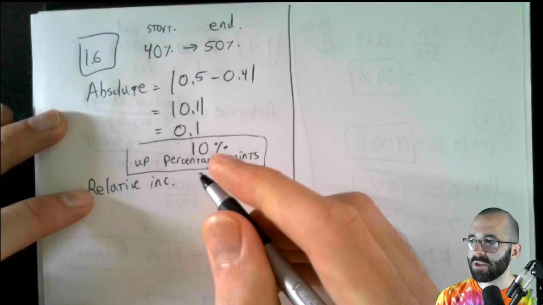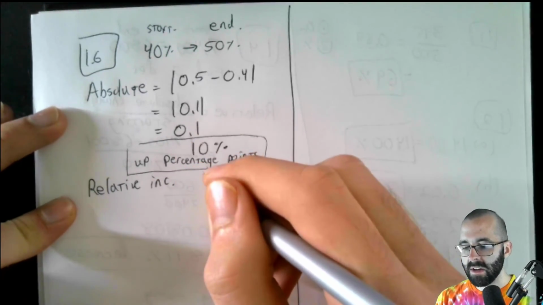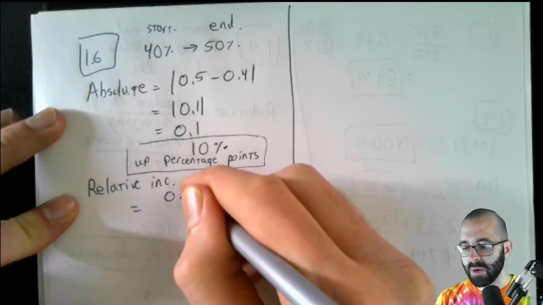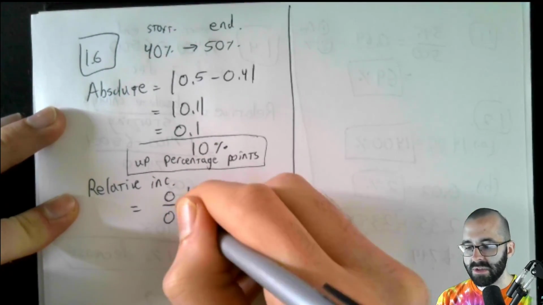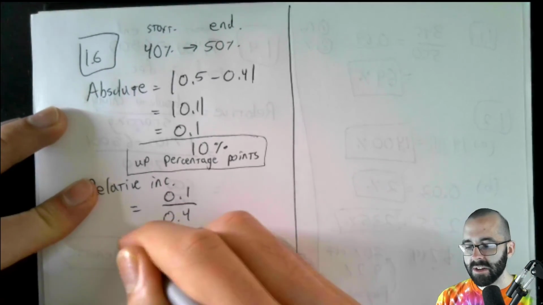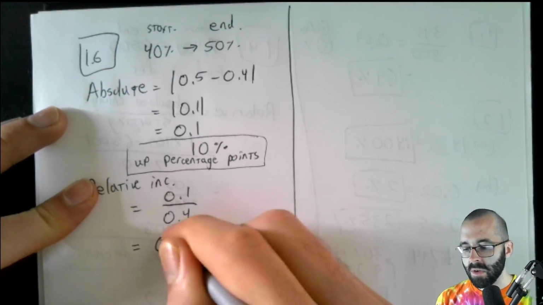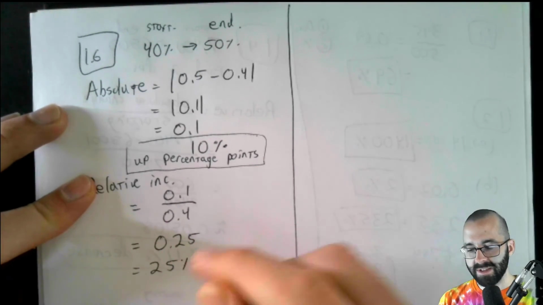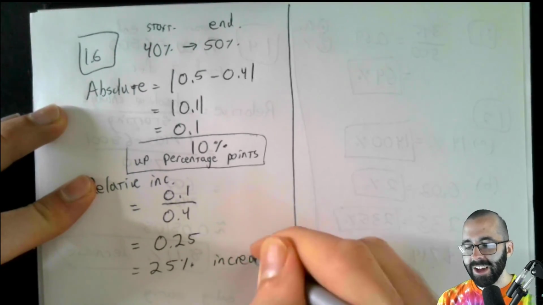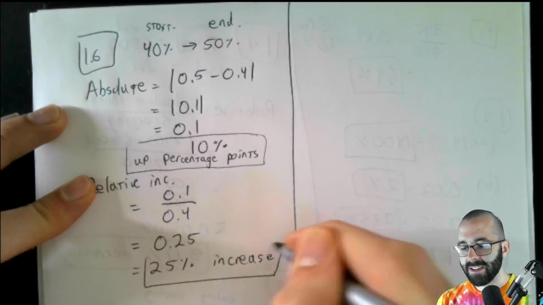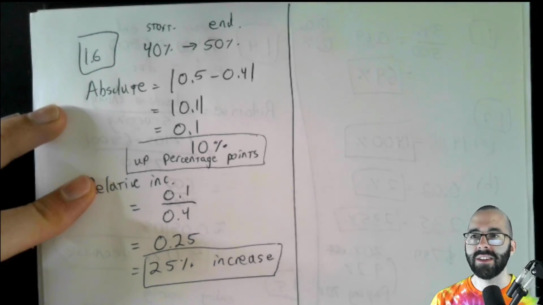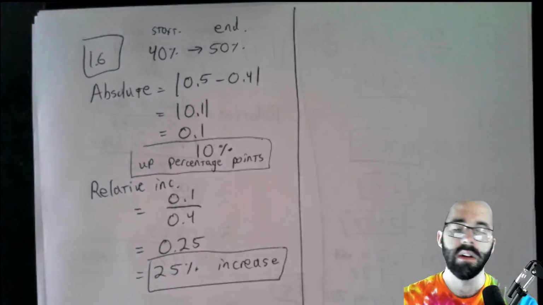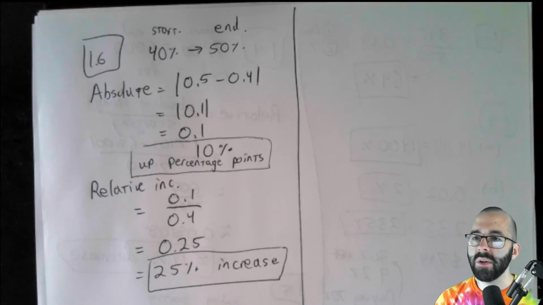Or we could also describe the change with relative change as well, which is the absolute, which was 0.1, divided by the starting, which was 0.4. Type this onto a calculator, you should get 1/4, or 0.25. Change that to a percent, 25% increase. So there's two ways, and now I'm actually doubting myself. There's two ways of talking about this. No, it is percentage points. Good.